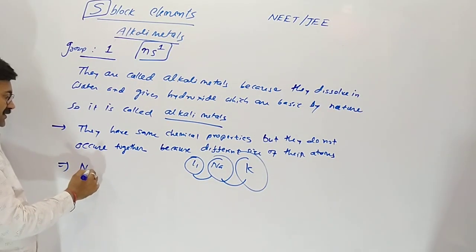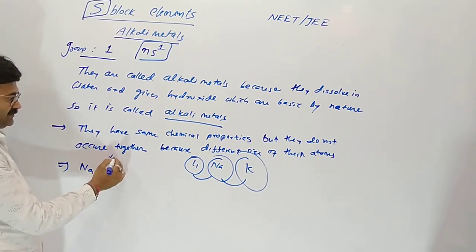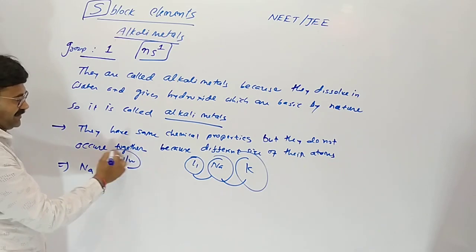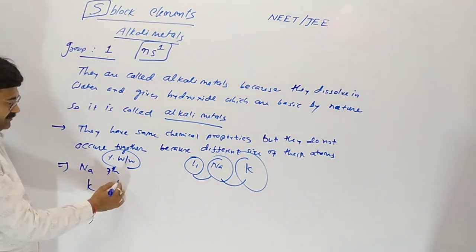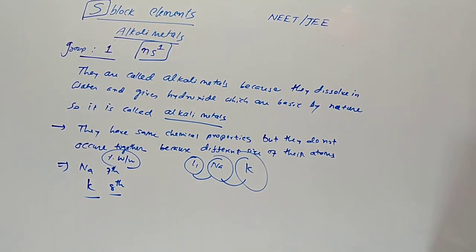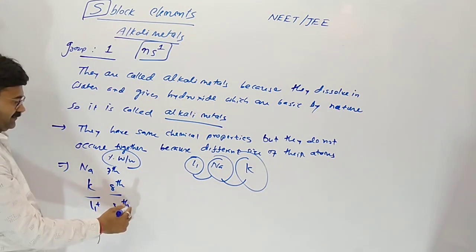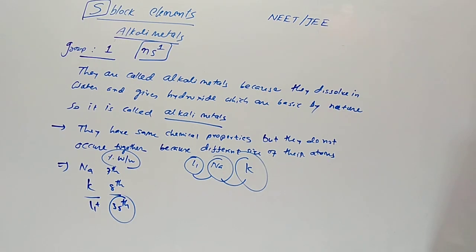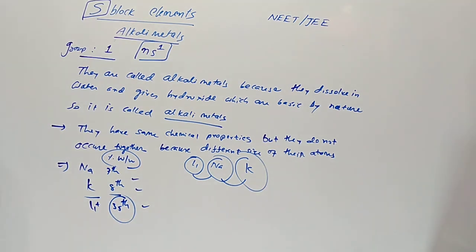Sodium is the seventh element by weight in the earth crust. Seventh. Potassium is the eighth element by mass. Lithium is the 35th most abundant element by weight in the earth crust.